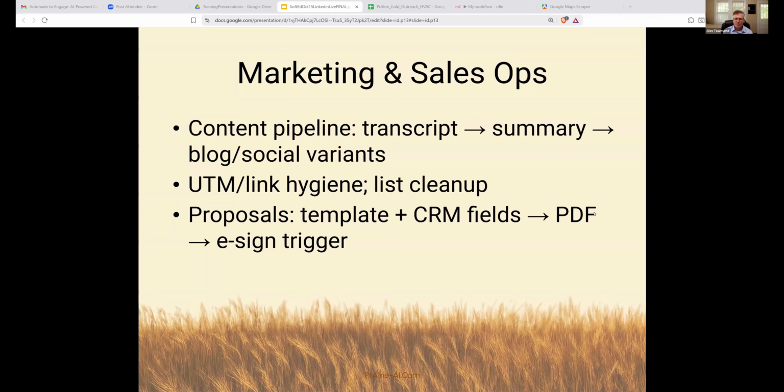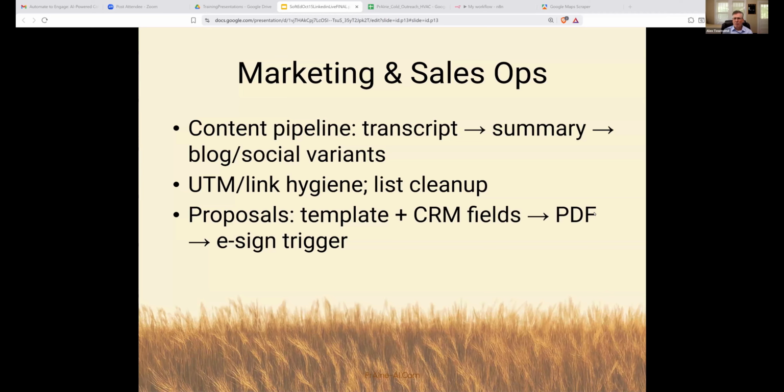Then let's say you have UTM and list hygiene. n8n enforces UTM standards on new links, flags bad tags, and bulk fixes legacy ones. Nightly jobs dedupe lists, remove hard bounces, and normalize fields, like name casing and country codes. Better attribution, fewer ghost contacts.